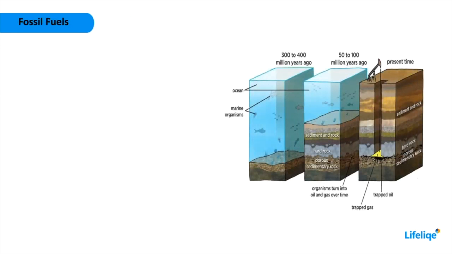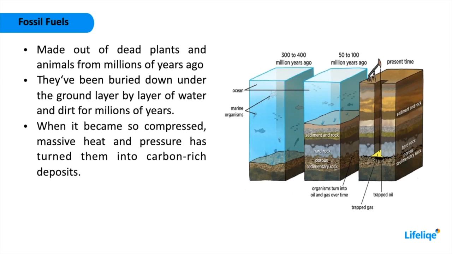Fossil fuels are made out of dead plants and animals from millions of years ago. They can be found underground because they are buried deeper and deeper, layer by layer, by mud and dirt. It's like if you're in a pool, the deeper you get, the more the pressure increases, right? Same as in this case, where the fossils get deeper and deeper into the earth, where there are massive heat and pressure, which make them turn into carbon-rich deposits.